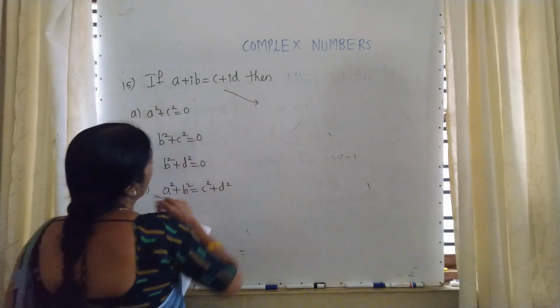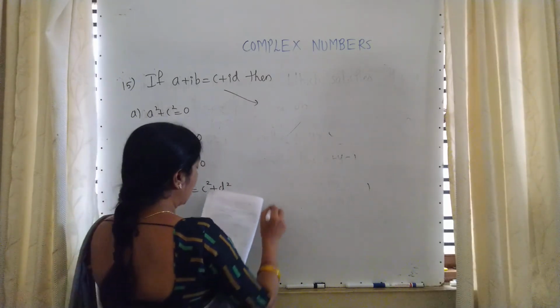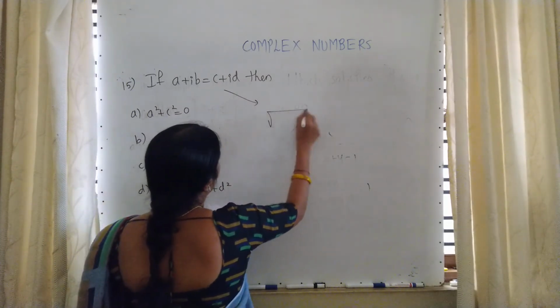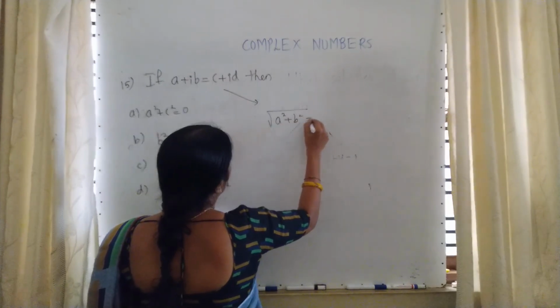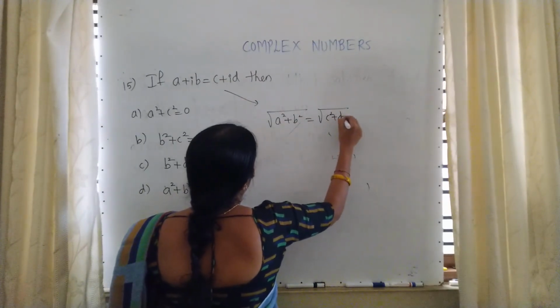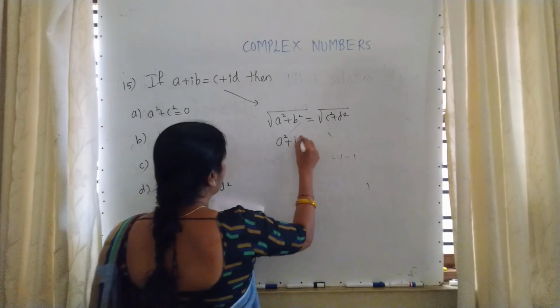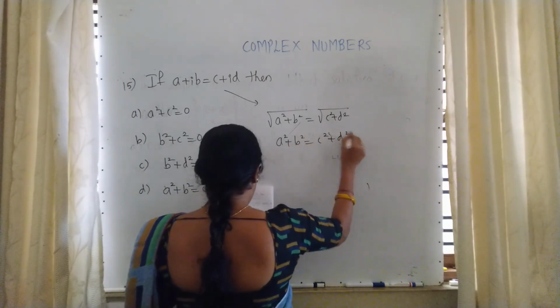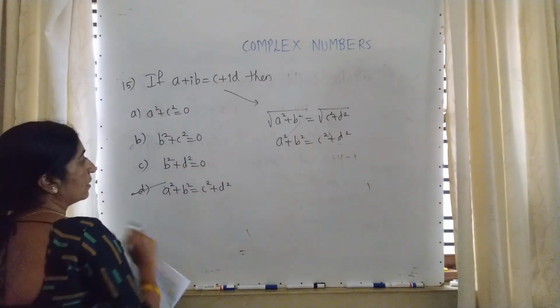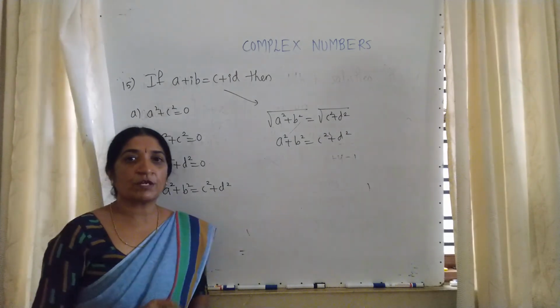Take this a plus ib is equal to c plus id. Take the modulus on both the sides. Squaring on both the sides. So then which option is correct? a square plus b square is equal to c square plus d square.